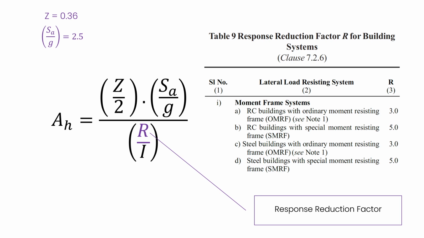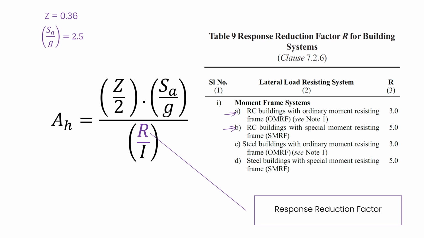Now these moment frames are of different types. These could be ordinary moment resisting frames or OMRFs. These could be special moment resisting frames, or these could be steel. However, we don't know which kind of RC frame our building is. So we have two options here. One is the ordinary one and one is the special moment resisting frame. Which one is our building? We just know that our building is going to be an RC frame structure.